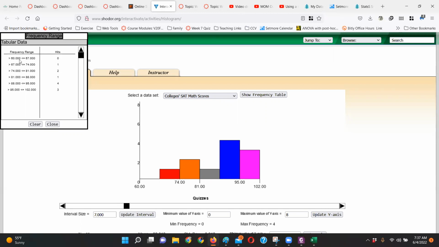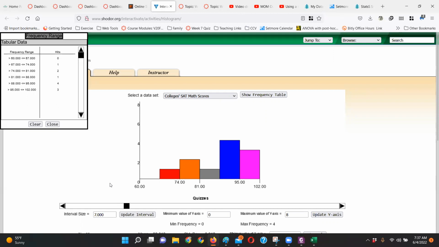is say 60 to 66.9 instead of 67, and then 67 to 73.9, and that way you don't have 74 in both places. What they're doing mathematically is saying less than or equal to 67, then anything bigger than 67 goes in the next bin. Tweaks it a little bit, it doesn't really matter, but that's your frequency table. And so it does that for you.